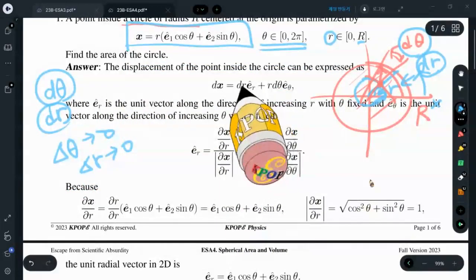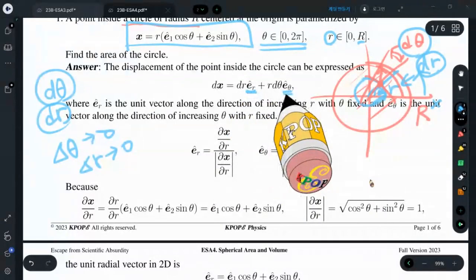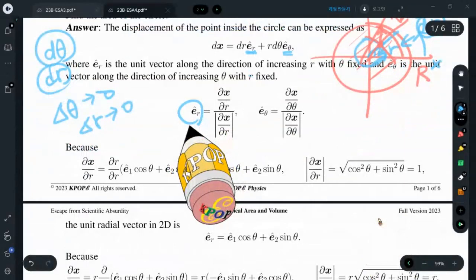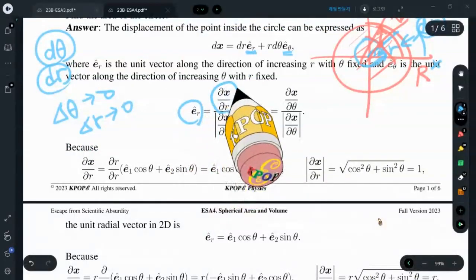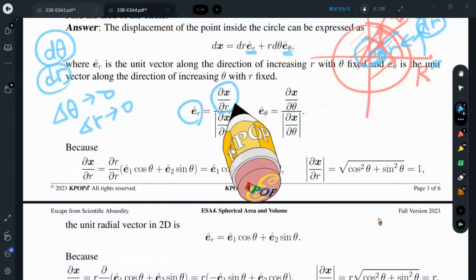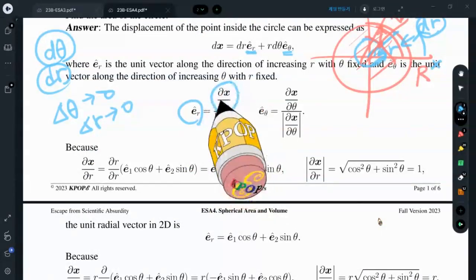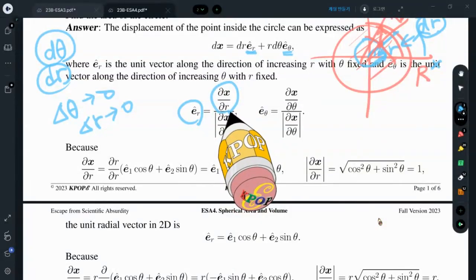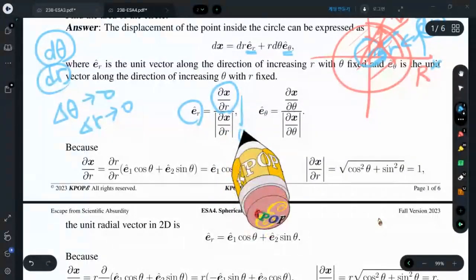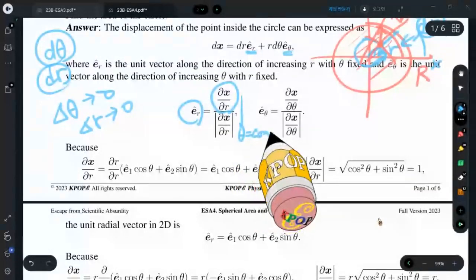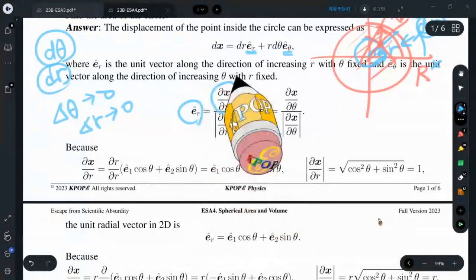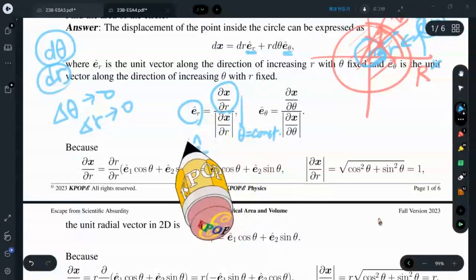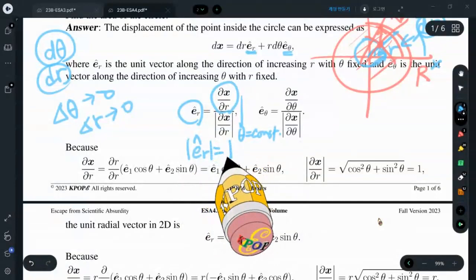All right, why don't we find the unit vector along the theta and radius direction? The radial direction unit vector is defined by the radial displacement. This is a partial derivative of the position vector with respect to the radius only. This means we have kept theta constant. And divide this by its own magnitude. Therefore, the unit radial vector's magnitude is 1.